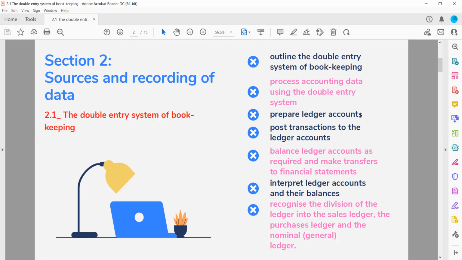Ledger is a T account. Post the transaction to the ledger. We're going to learn different types of ledger in future. Balance the ledger account as required and make transfers to the financial statement. This normally happens at the year end. We will balance the account and transfer to the income statement.